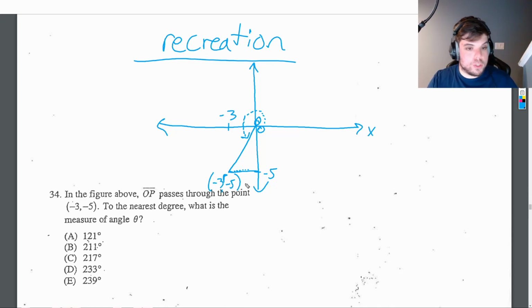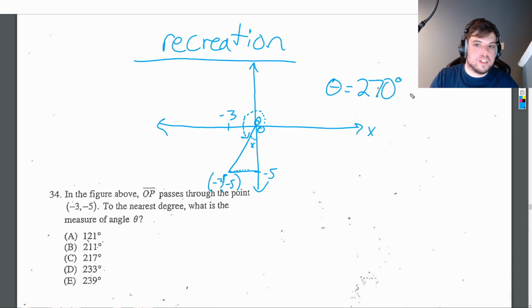Okay, so now we're looking for the measure of angle theta. I still haven't done the problem. If we find this angle, let's call it x, then we know that theta is 270 degrees minus x. Seems pretty solid to me. We know that x has to be bigger than 180 degrees, so I'm just going to cross off A. Just make myself feel a little bit better. It can't be that.